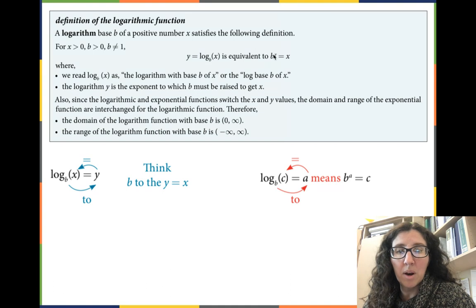And the output of an exponential is going to be greater than 0, because if we have a base that's positive, raised to any power, what comes out is always going to be greater than 0. So that's going to be the case for our x, for our input here, right? So these are going to be inverses of each other.